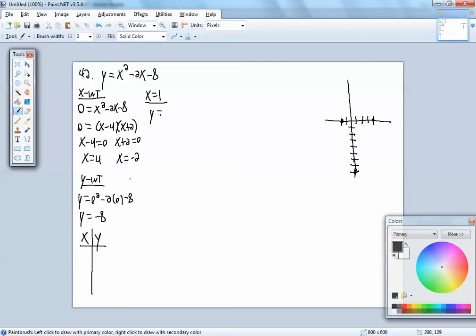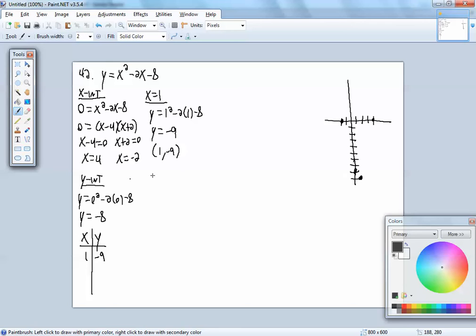So we're going to have y is equal to 1 squared minus 2 times 1 minus 8. 1 minus 2 is negative 1. Negative 8 is negative 9. So this point would be 1, negative 9. That's our t-chart. 1, negative 9. So 1, then 1, 2, 3, 4, 5, 6, 7, 8, 9. 1, negative 9 would be more or less right there.